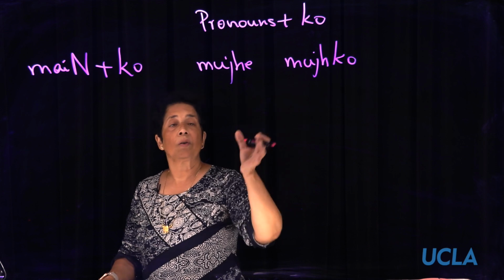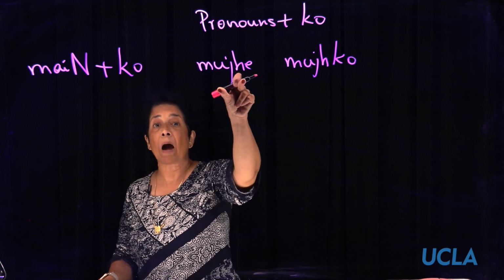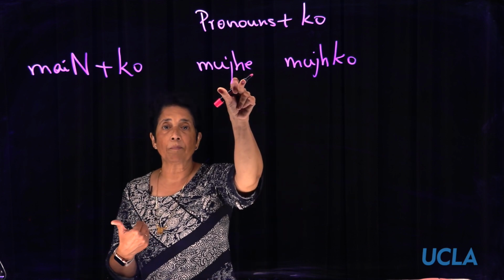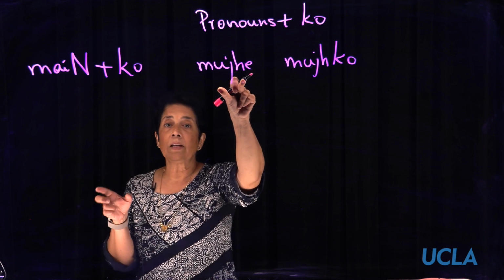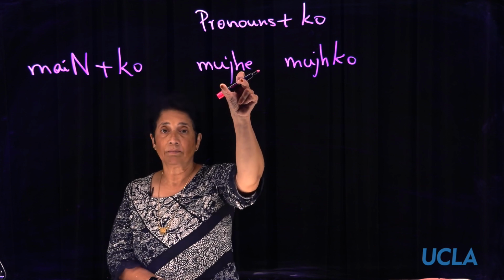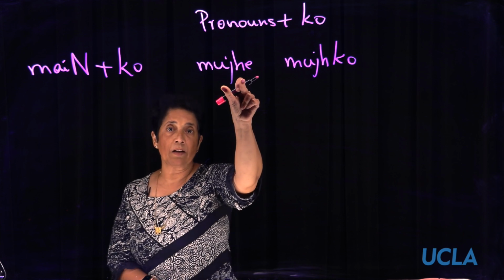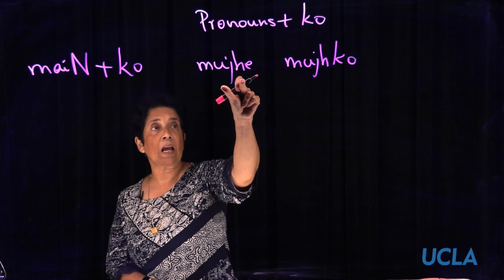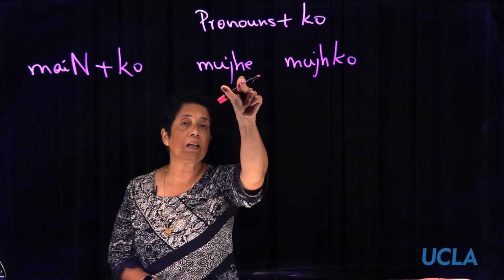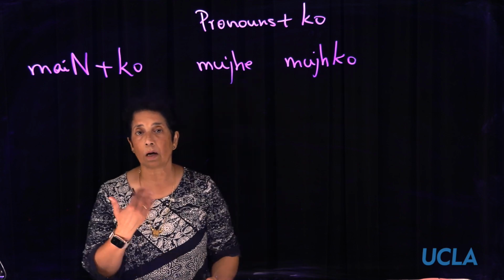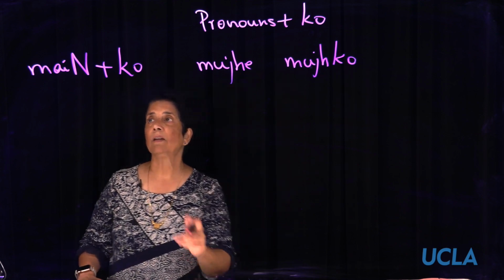And again, the three examples would be mujhe pani chahiye, where it's a subject. John ne mujhe dekha, where John saw me. And recipient, John ne mujhe ek kitab di, right? Where I'm the recipient. Okay.